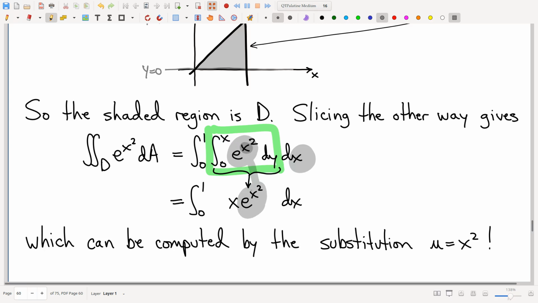This is an easy antiderivative to do. Just y, e to the x squared. Plug in these values. This is how that inside integral works out.